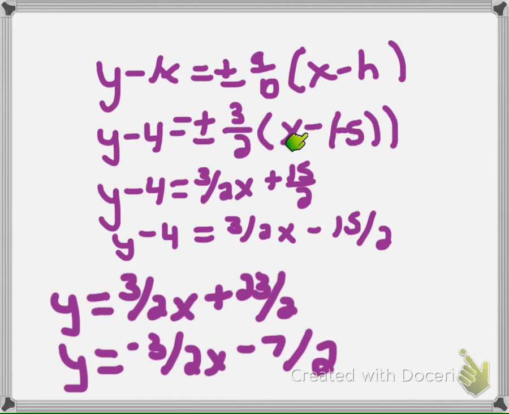And by using the distributive property, I'm going to get y minus 4 equals 3 halves x plus 15 over 2, and y minus 4 equals 3 halves x minus 15 over 2. If I add 4 to both sides of these equations so they're in y equal form, that's going to give me y equals 3 halves x plus 23 over 2, and y equals 3 halves x minus 7 over 2.